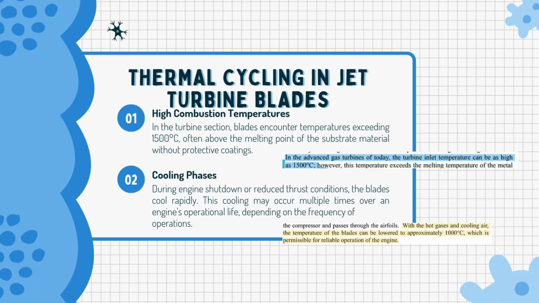Each cycle imposes thermal stress on the material due to expansion during heating and contraction during cooling. For thermal cycling in a jet turbine blade, we have two important points, which are high combustion temperature and the cooling phase. For high combustion temperature, in the turbine section, the blade encounters temperatures exceeding 1500 degrees Celsius. This is often above the melting point of the substrate material without protective coating. And second is the cooling phase. During engine shutdown or reduced thrust conditions, the blade cools rapidly. This cooling may occur multiple times over an engine's operational life, depending on the frequency of operation.